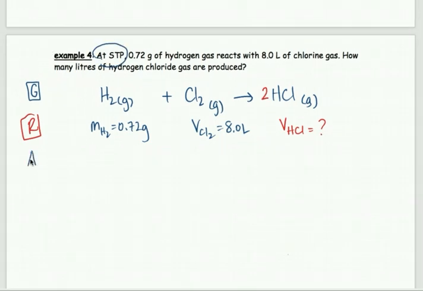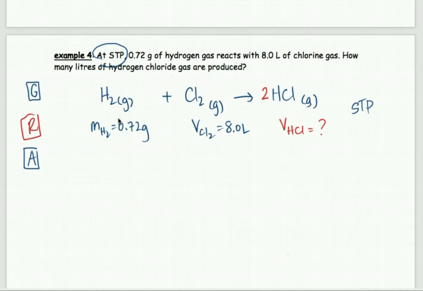So we need to figure out how we're going to go about attacking this question. Again, we know that we're at STP, so that's a clue as well as to what gas law you want to use. We have a reaction happening here, and we're given information about both of the reactants, but it's not telling us that one was in excess. We don't know which one was the limiting reagent, so we don't know which one actually runs out first.